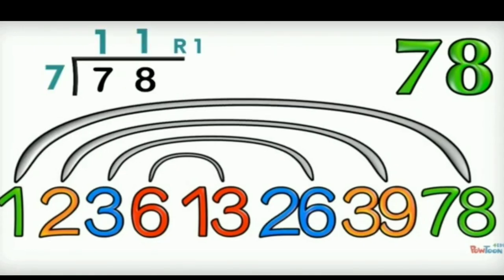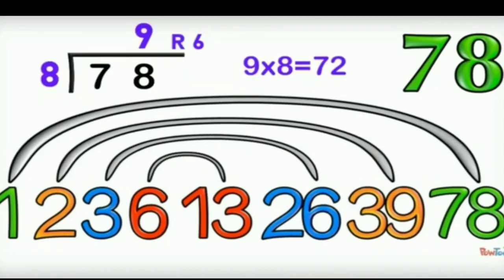Moving on to the next number, let us divide it by 7. We found that the remainder comes here as 1 and the quotient as 11. Since the remainder is not 0, again 7 and 11 are not the factors of 78. Moving on further with 8, we found that the remainder again comes here as 6. So 8 and 9 are not the factors of 78, because 8 9s are 72 and the remainder is 6 again.